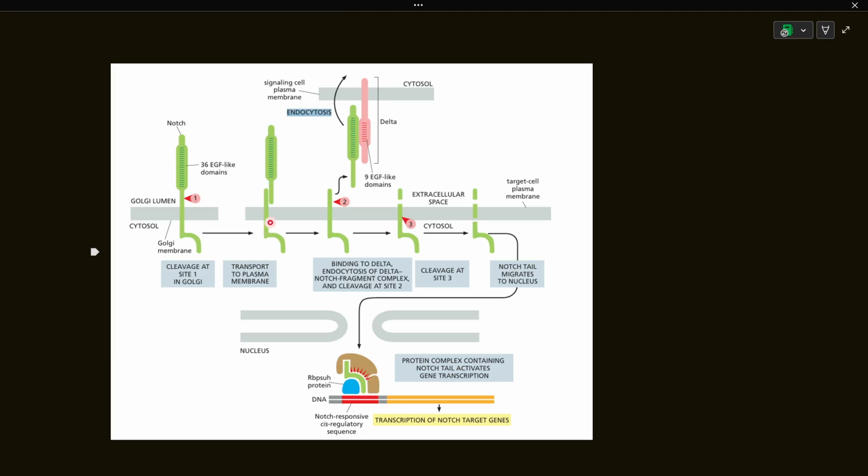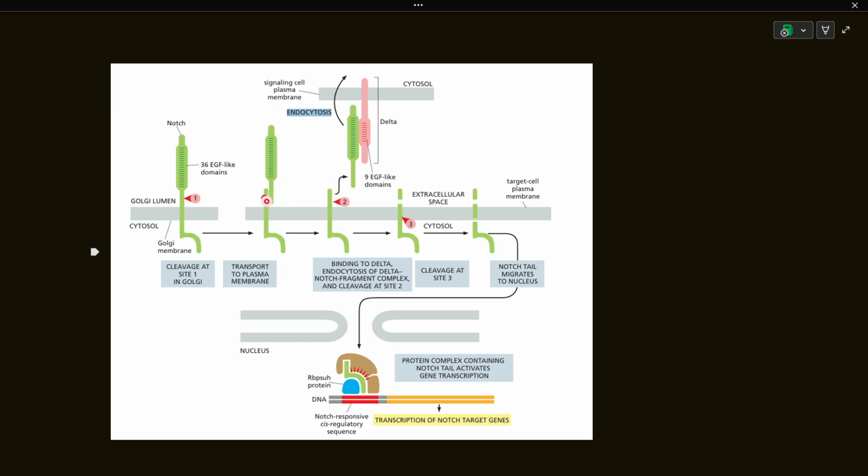We haven't discussed the transport of proteins yet, so we will be discussing that very soon in the cell biology series. This protein will be transported to the cell surface, and now it is sitting there waiting to interact with the Delta protein at the right time. When the Delta protein comes, it interacts with the 36 EGF-like domain, and the binding of this domain with the Delta receptor will expose the second proteolytic site, which was there on the extracellular part.